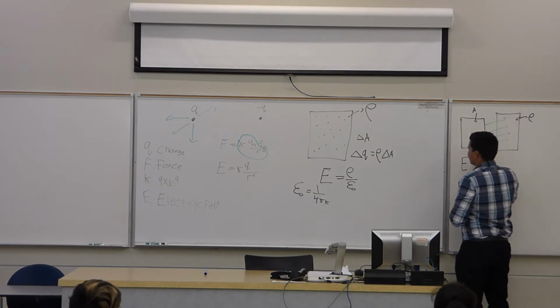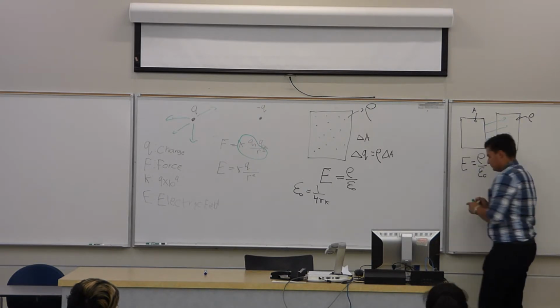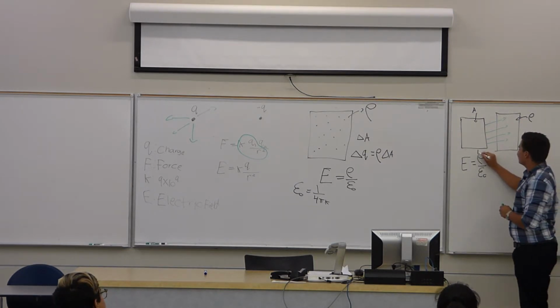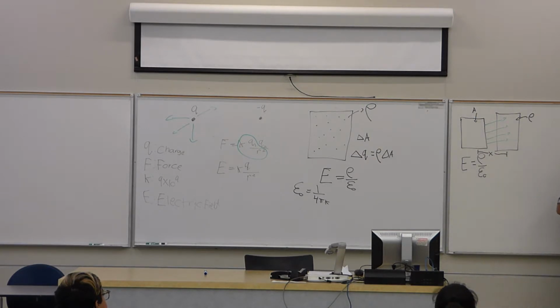And we just found out, using calculus, which we just skipped through, that the electric field of one plate is equal to sigma times epsilon 0. Now that's for one plate. I also want to mention that they're both separated by a distance X.